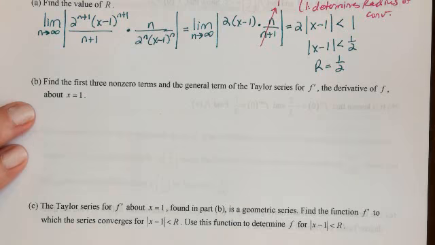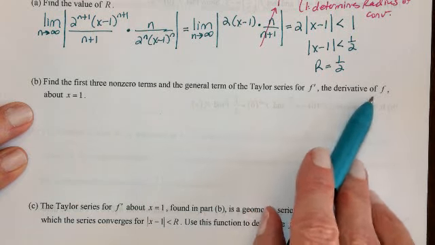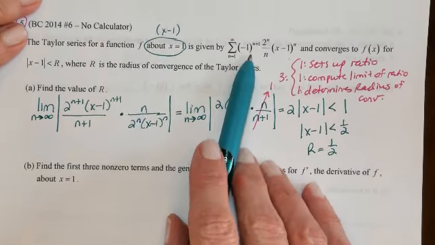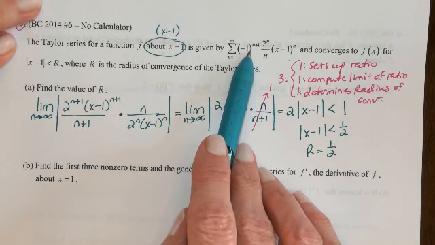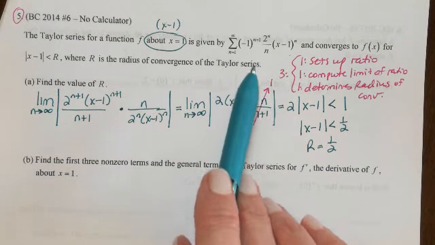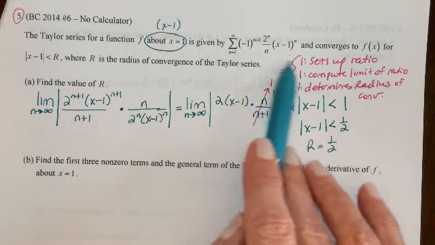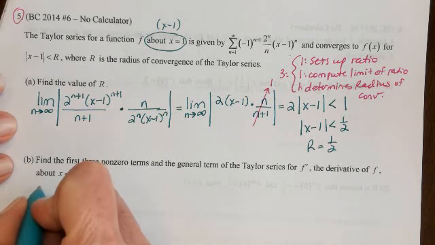Okay, next up, find the first 3 non-zero terms and the general term of the Taylor series for f prime, the derivative of f, about x equals 1. So I'm going to write the first few terms of just f. Then I'm going to take the derivative, right? Should I do that, or should I just take the derivative of this? I don't know. You guys would probably write out a few terms first. You know, I think I'm just going to take the derivative.